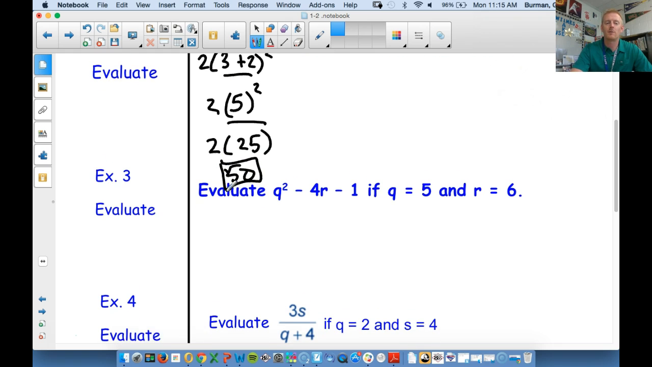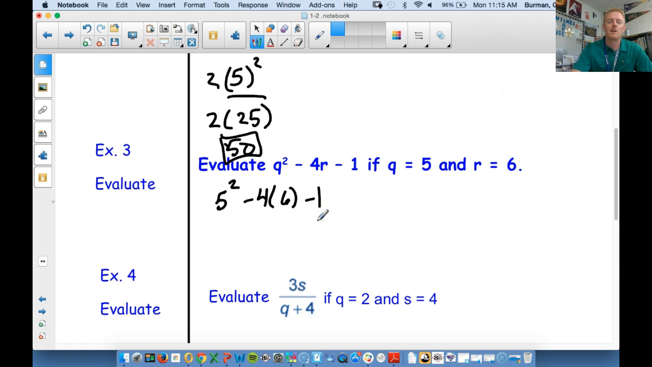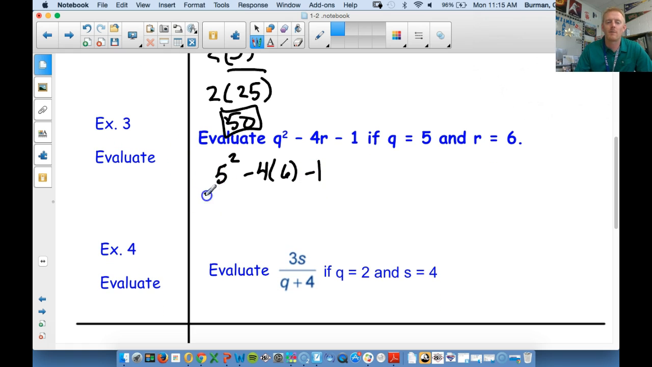Same thing moving on to number 3. Again, we're using just the order of operations. So Q, which is a 5 to the second power, minus 4 times the 6 minus 1. Now I'm going to do this in one step here, folks. I'm going to take care of my exponents and my multiplication at one time because I can. So this turns into 25 minus 24 minus 1. 25 minus 24 is 1, minus 1, which is 0. So 0 is my official answer.